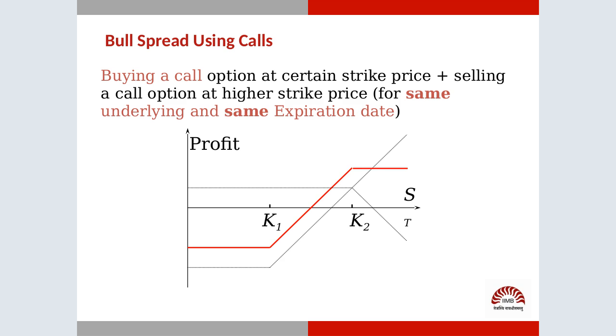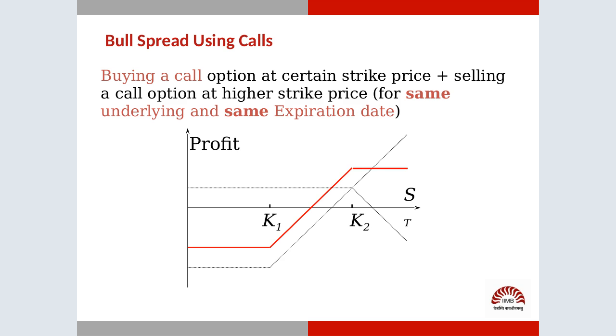Somebody else can now come and ask to buy an asset from you at K2 when the market price is more than K2. But what is the advantage for you? You have bought an asset at K1. K1 is less than K2. So you will deliver the asset that you bought at K1 at the price K2.